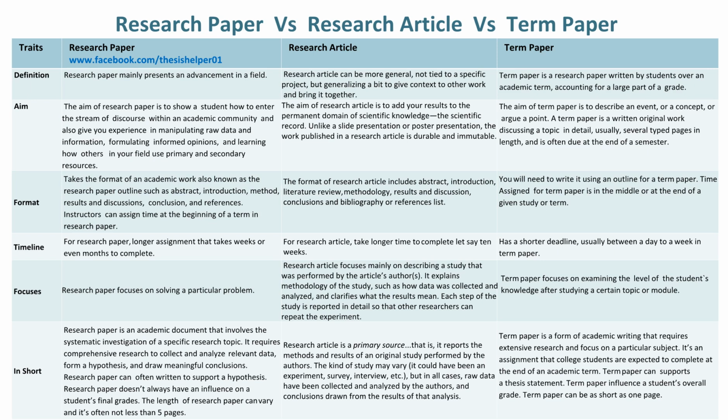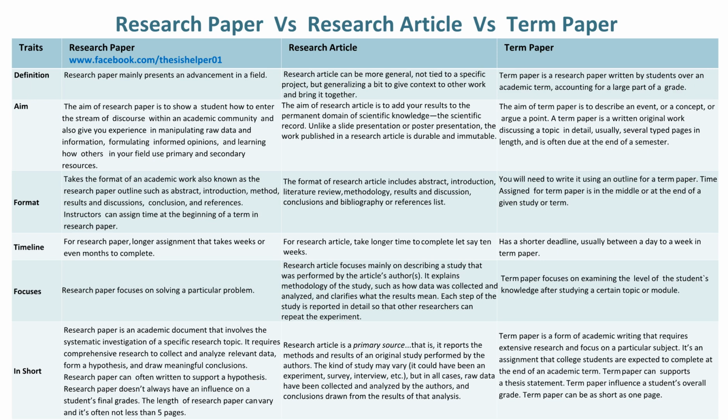In short, research paper is an academic document that involves the systematic investigation of a specific research topic. It requires comprehensive research to collect and analyze relevant data, form a hypothesis, and draw meaningful conclusions. Research paper can often be written to support a hypothesis. Research paper doesn't always have an influence on a student's final grades. The length of research paper can vary and it's often not less than 5 pages.